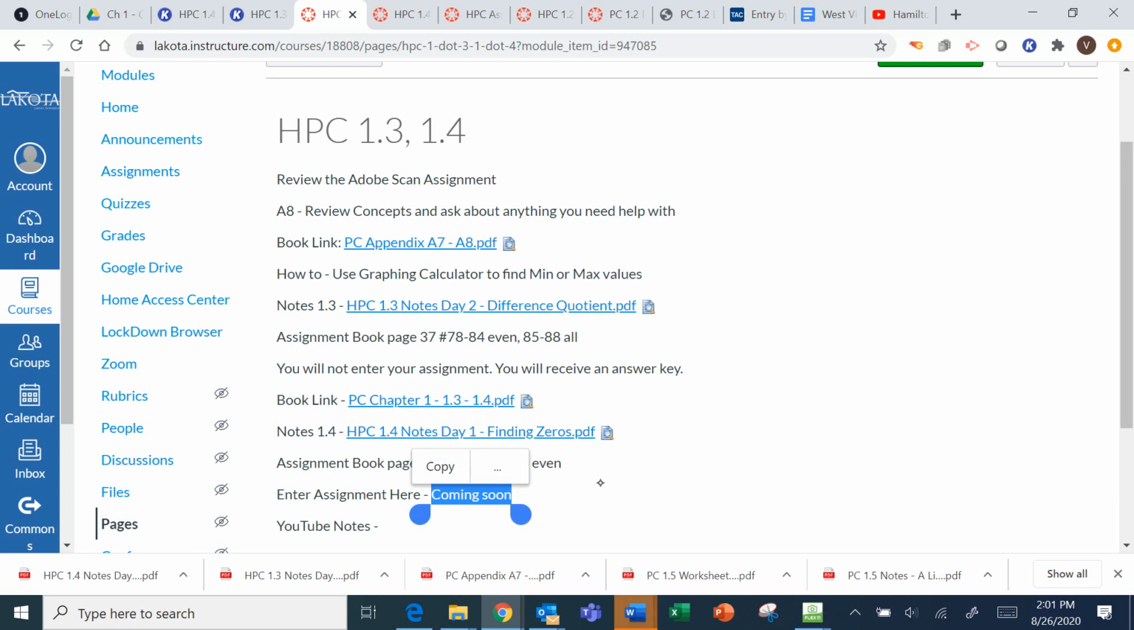And then on Friday we have a quiz on 1.1 through 1.4. Everything we've done up till now. And if you need extra practice, you can go back and redo some questions, or if we did the evens, try some of the odds.